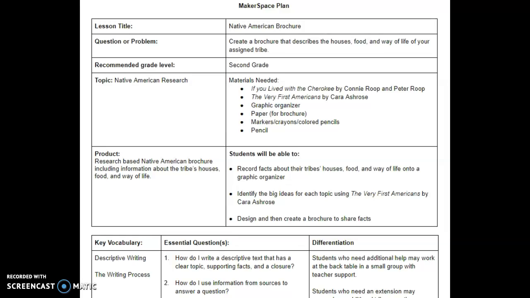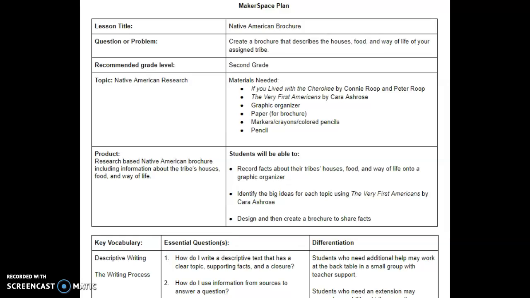To complete this assignment, students will need 2 different books. The first book is If You Lived with the Cherokee by Connie Roop and Peter Roop, and that's going to be used for the teacher model. The Very First Americans by Kara Ashrose is the book that they will be using to find their research information. A graphic organizer will be provided, paper, which they're going to use to actually create the brochure, markers, crayons, colored pencils to decorate and write on their brochure, and then finally a pencil to record their information.